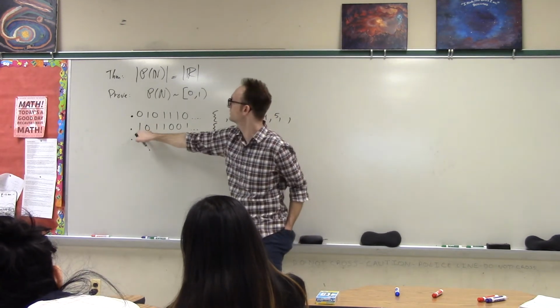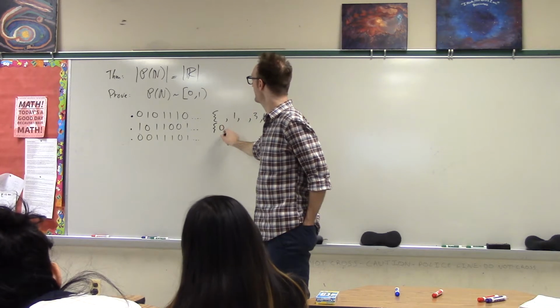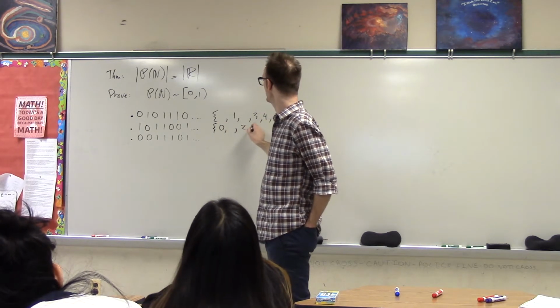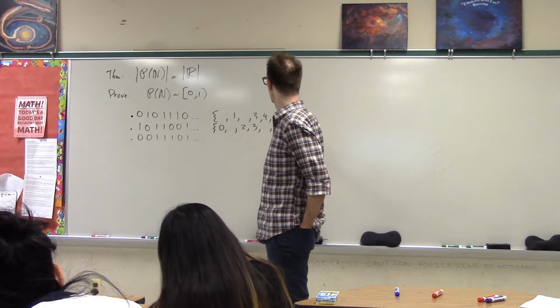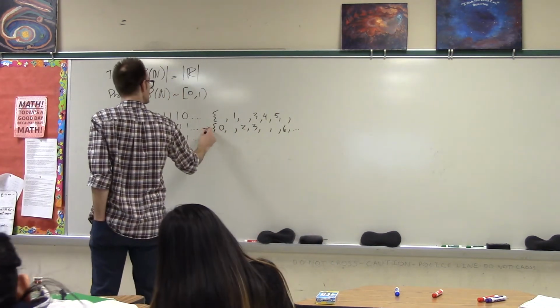Let's do another one. Do I invite 0 to the party? Yes. Do I invite 1? No. Do I invite 2? Yes. Do I invite 3? Yes. No 4. No 5. But I do invite 6, etc. Okay, that seems like good enough, yeah? Okay, and this just is your bijection.